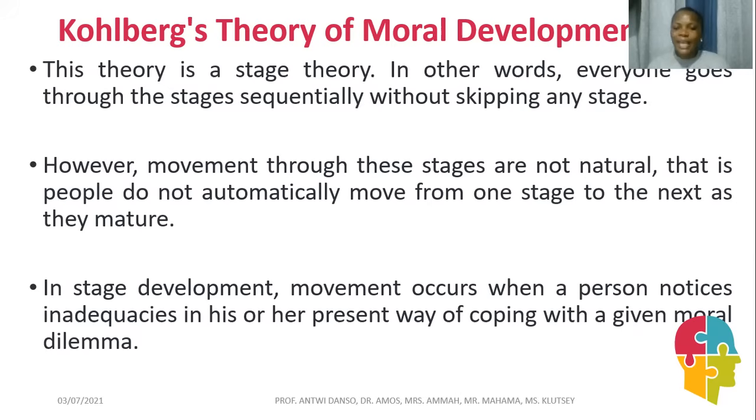But movement occurs when the person notices some deficiencies, some inadequacies in the present way of coping with a moral dilemma. So Kohlberg says that at this point, the child has a dilemma between what is right and wrong. If the child notices that there's something wrong with their way of perceiving right and wrong, quickly the child will adopt a new way of thinking about what is right and what is wrong.